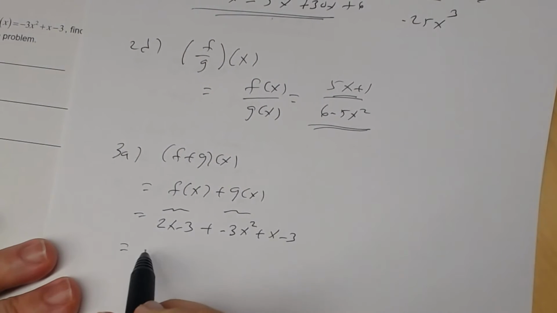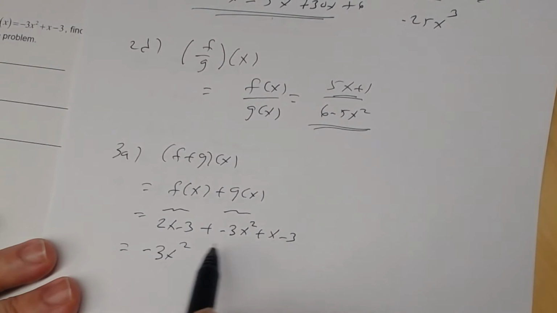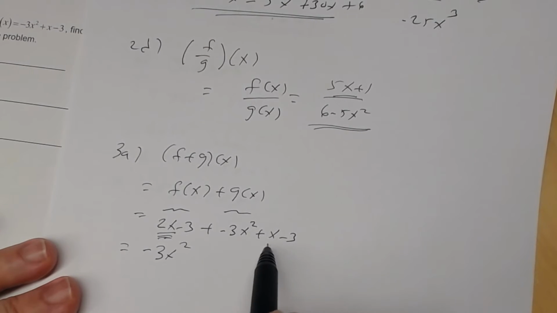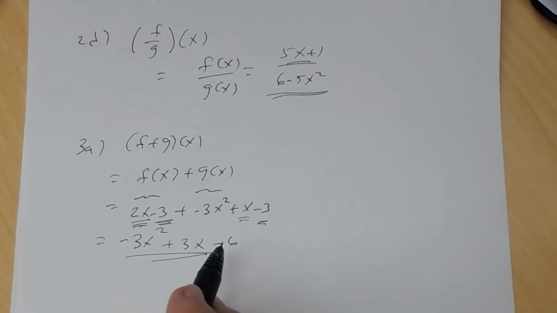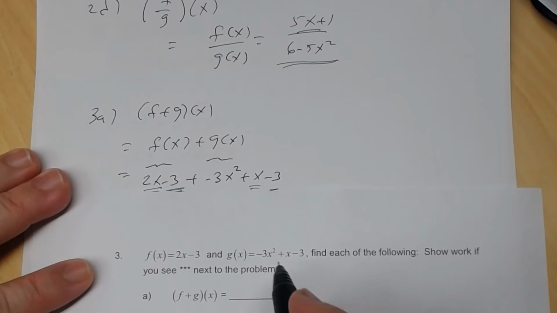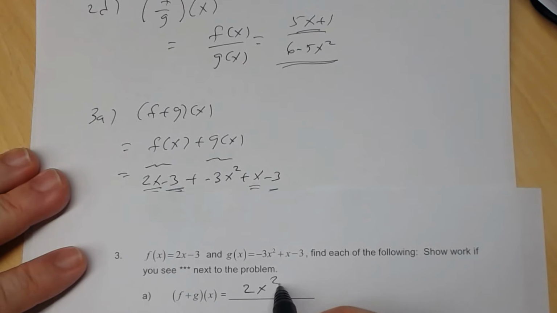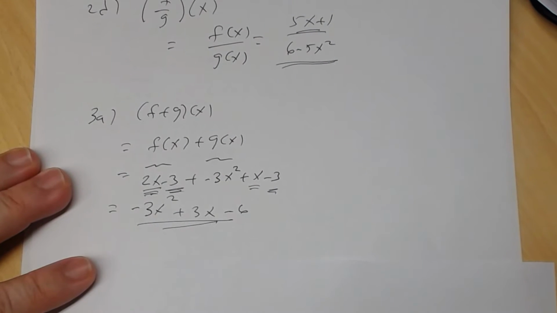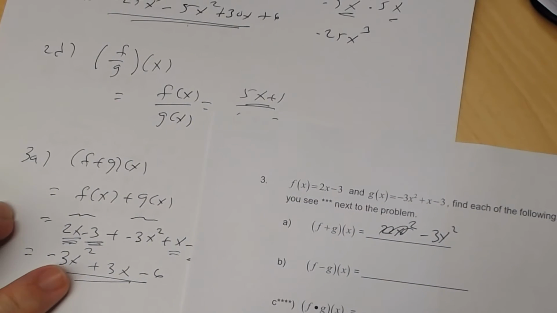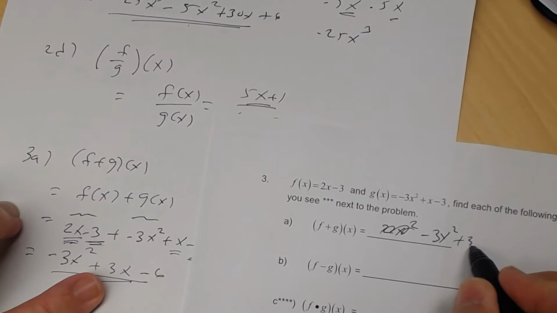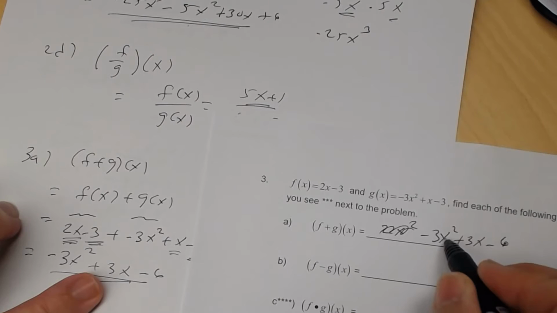So I'm going to put the squared term first, so negative 3x squared. Now the x terms, I can combine these two. 2x and an x is a 3x. And then my constant, a negative 3 and a negative 3, is a negative 6. So that goes into the blank for 3a. Negative 3x squared plus 3x minus 6.